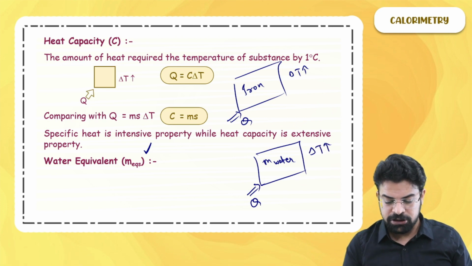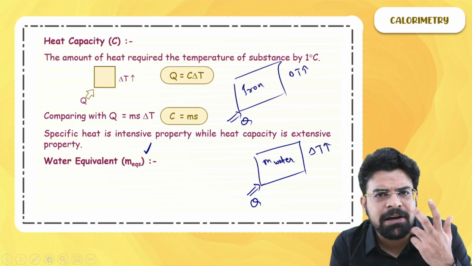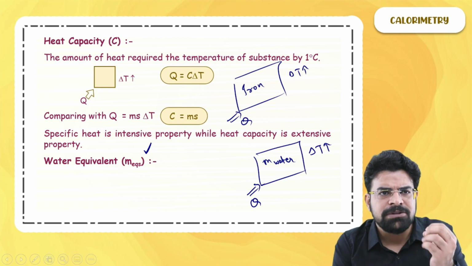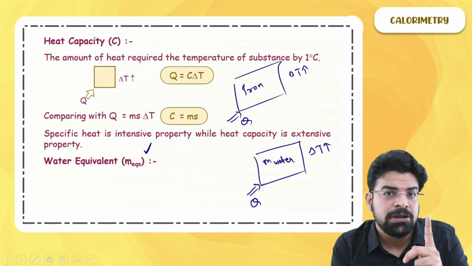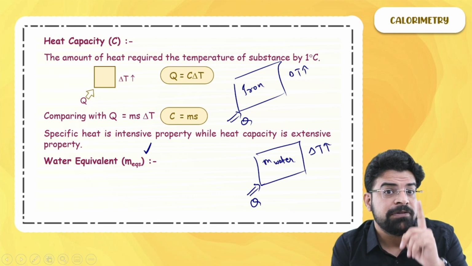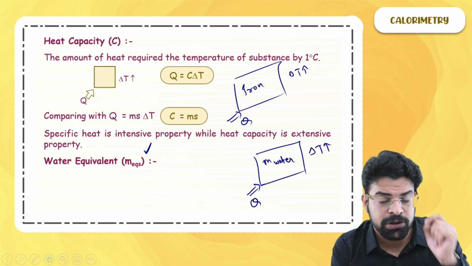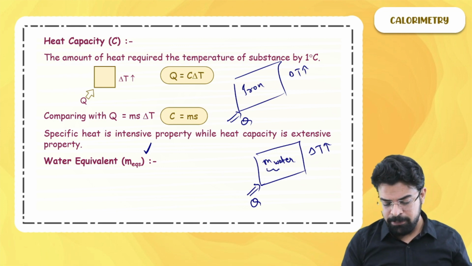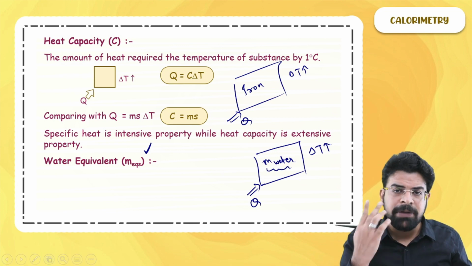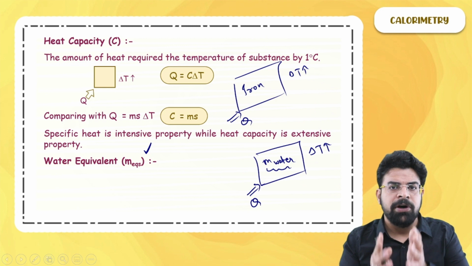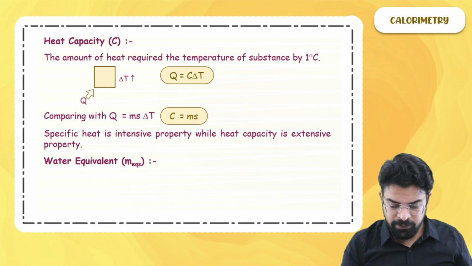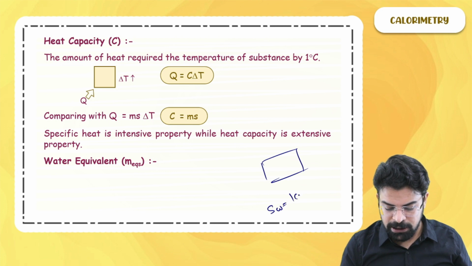But sir, why do we even need to find the water equivalent of a substance at the very first place? Because you always remember the specific heat of water, because that's where the definition of calorie comes from. So since we always remember the specific heat of water, it's better to know the water equivalent of a particular substance. So let's say we know that specific heat of water is 1 calorie per gram degree centigrade.